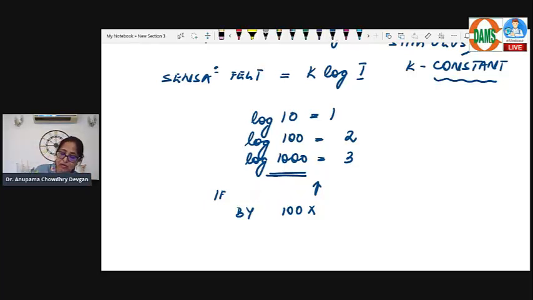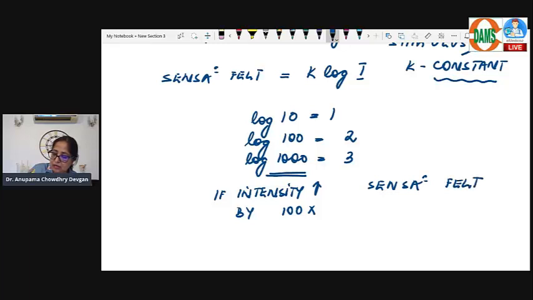If the intensity of the sensation increases by 100 times, the sensation felt increases by only 3 times. This is the significance of this law, right? If intensity increases by 100 times from 10 to 1000, the sensation felt is only increased by 3 times. Have you understood? For example, you can see in candlelight, you can see in bright sunlight.